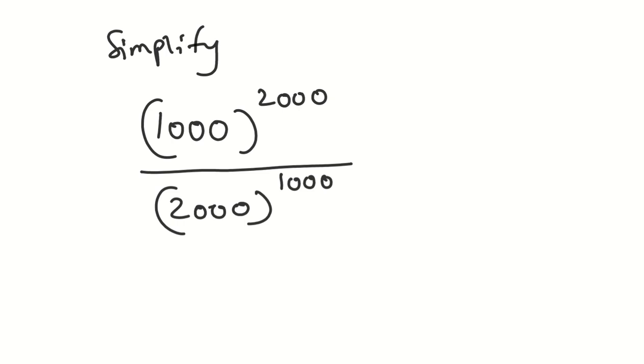In this video, we're going to be simplifying this fraction. So this is 1000 raised to the power of 2000 divided by 2000 raised to the power of 1000. The question is, how can we simplify this?